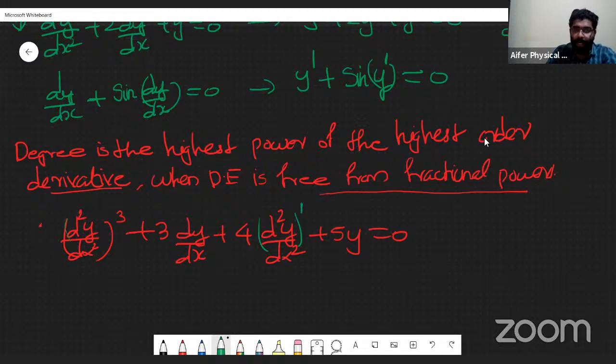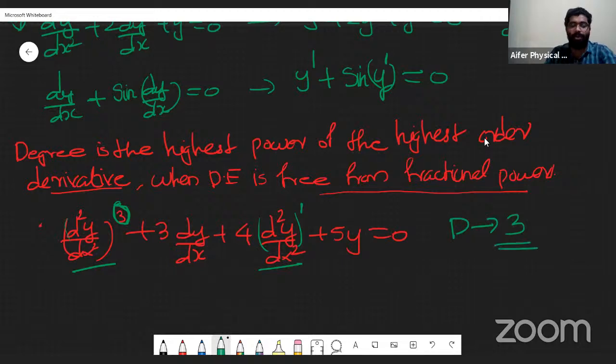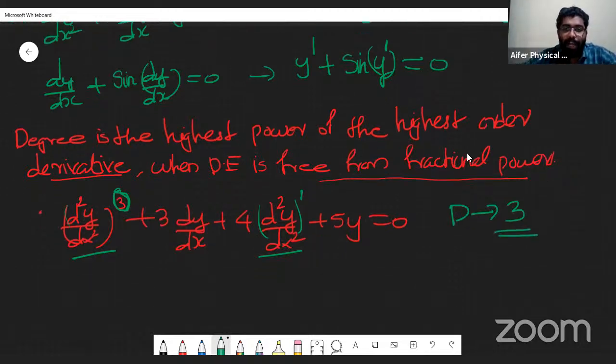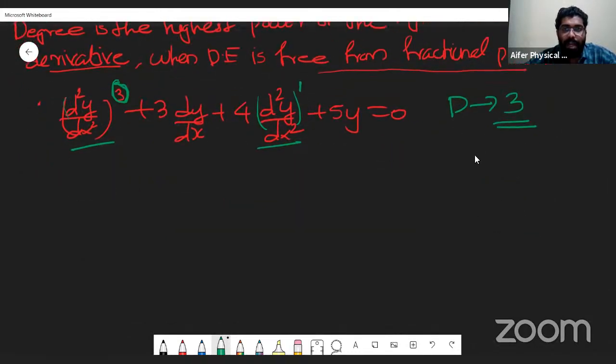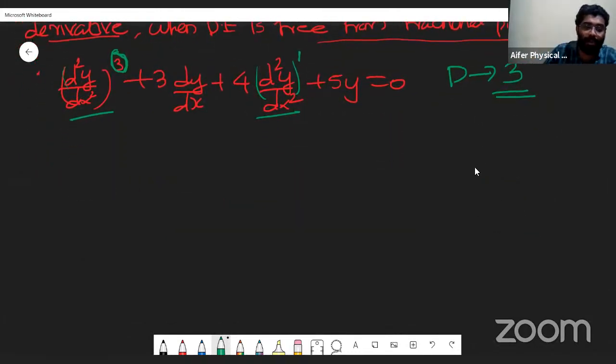Here power is 1. Here power is 3. First, you have to identify the highest order derivative term, this and this. And among those highest order derivative terms, you have to take the highest power term. So this is 3. So degree here is equal to 3. Okay. So I hope the idea of degree is clear, and we will discuss a few questions about this.